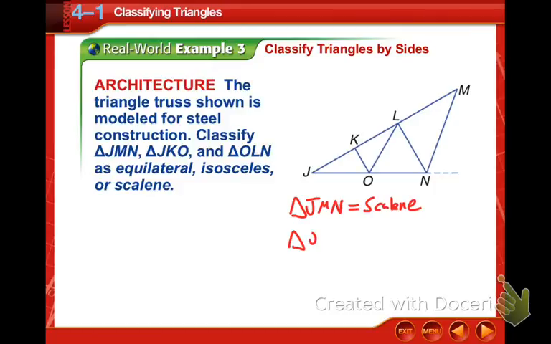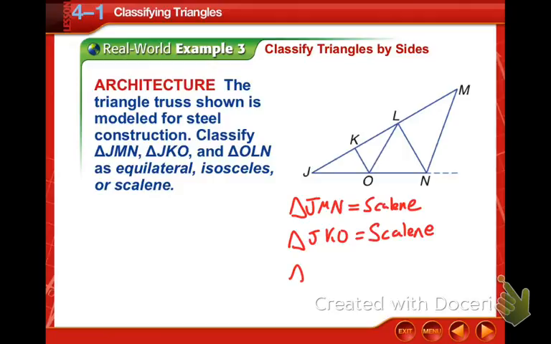Then for triangle JKO, that's a little triangle at the very leftmost vertex of the whole figure. That one looks more like a right triangle to me if we were looking at the angles, but we're not. And the only time you'll have a right triangle that's not scalene is if you have an isosceles right triangle. And we don't have that here. KO and KJ definitely do not look to be the same size, which means none of the sides are the same, and this is a scalene triangle.